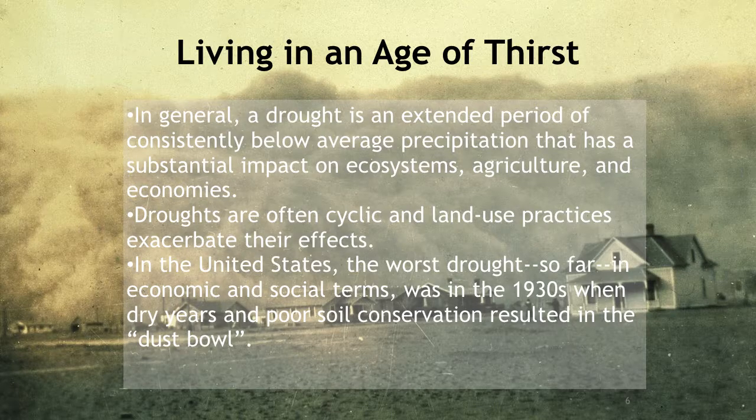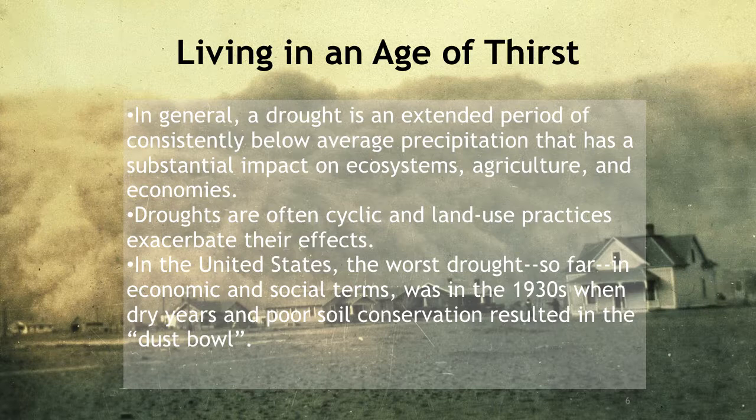There is no single definition of drought. What would be an amazingly wet year in a desert might be considered a catastrophic drought elsewhere. In general, a drought is an extended period of consistently below average precipitation that has a substantial impact on ecosystems, agriculture, and economies. The worst drought in recent United States history, in economic and social terms, was in the 1930s.